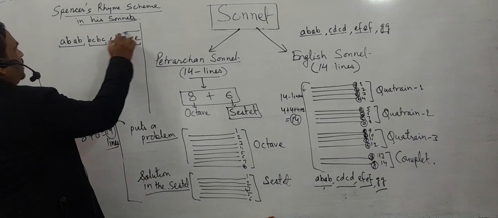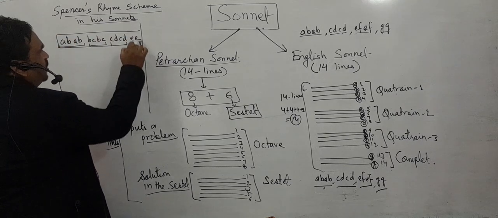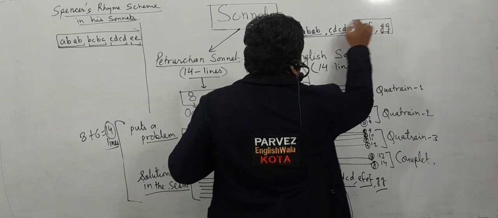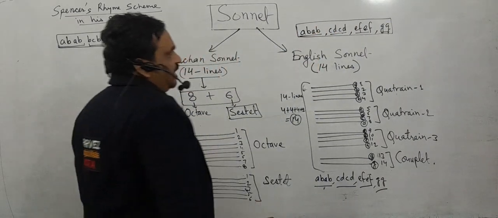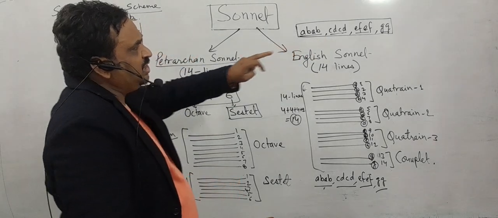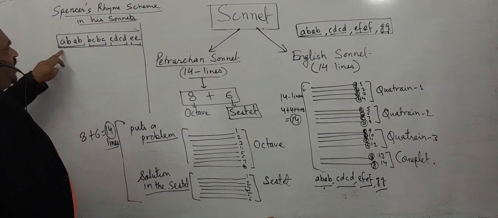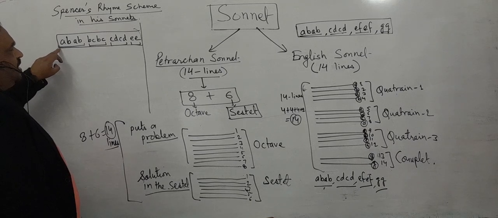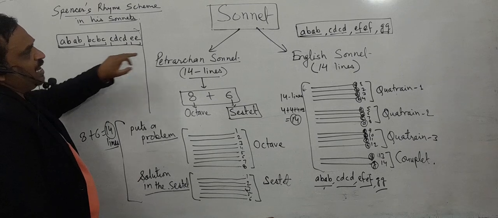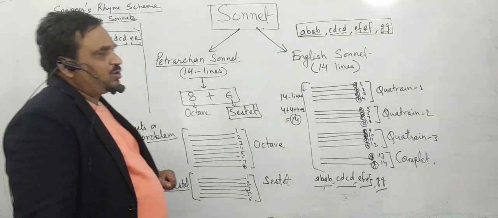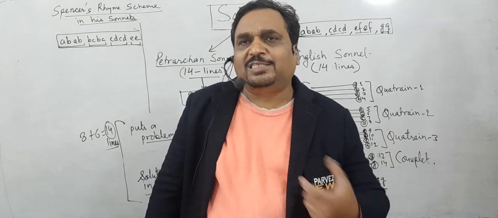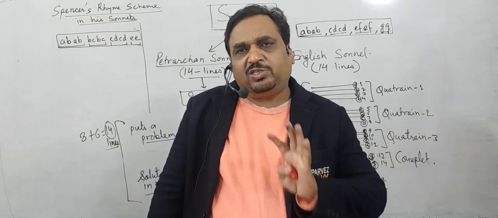Okay, so this is a very important point. You may put it in a box. In the Shakespearean sonnet, the rhyme scheme is AB, AB, CD, CD, EF, EF, GG. And in the Spenserian sonnet, which is a type of English sonnet, it is AB, AB, BC, BC, CD, CD, EE. So this is all about the English sonnet, or what we call the Shakespearean sonnet, or the Elizabethan sonnet. It has 3 names.